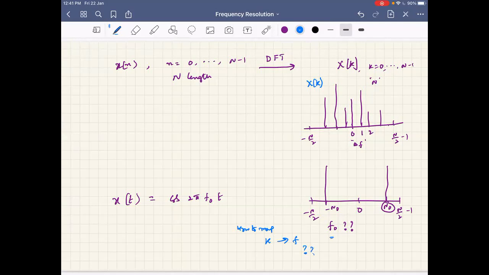This also helps us understand the resolution delta f between two samples. A one sample gap, k equal to 1, implies what delta f in continuous frequency? That gives the information about frequency resolution.